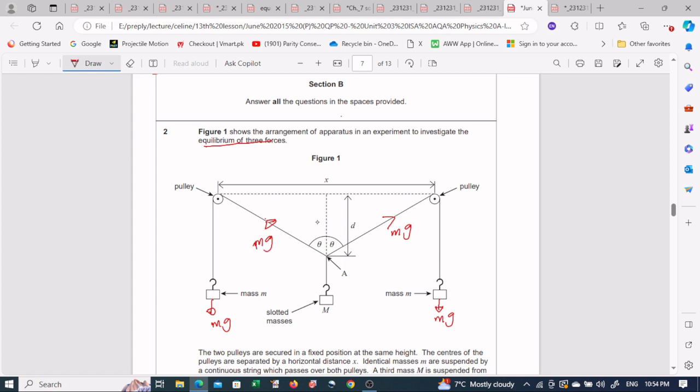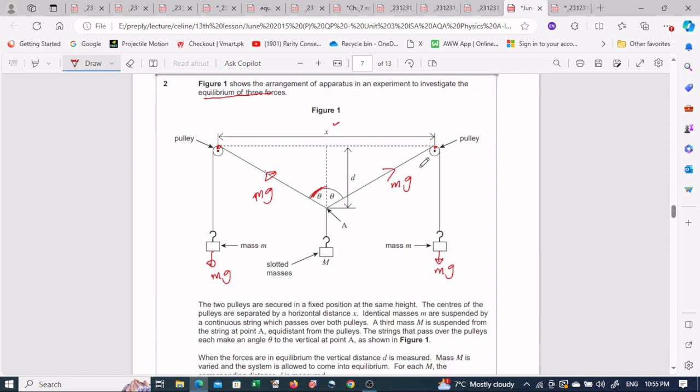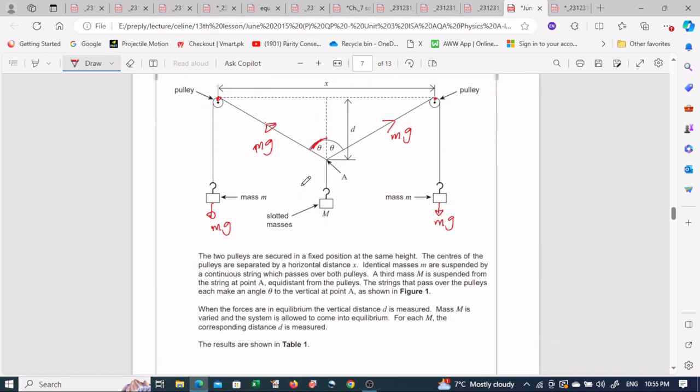Now the length between these two pulleys is given, that is x, and this perpendicular length is given, that is d, and the angle between here is theta. This angle is theta, and the angle on both sides is equal. This capital M is acting on the center. These two masses small m are the same, and this capital M is different from those; it is the larger. So the whole system is in equilibrium, and we have to solve the questions.